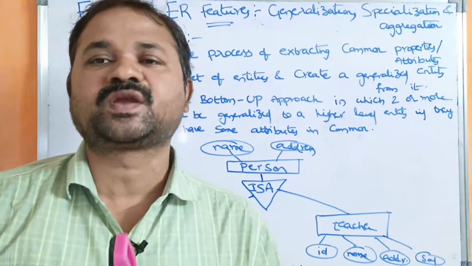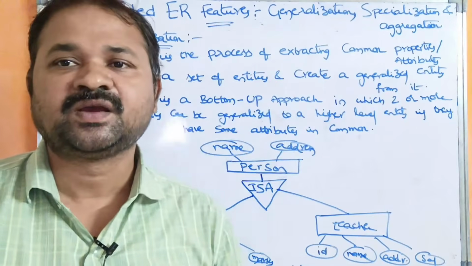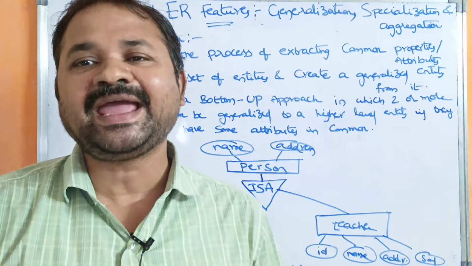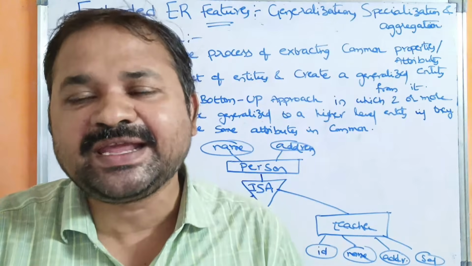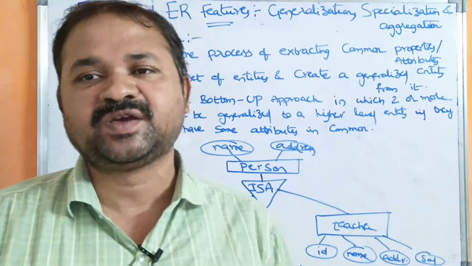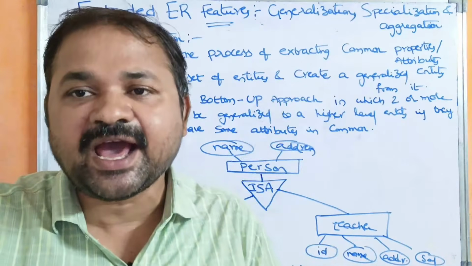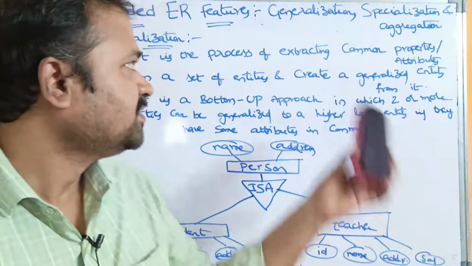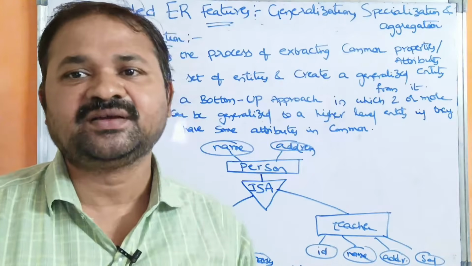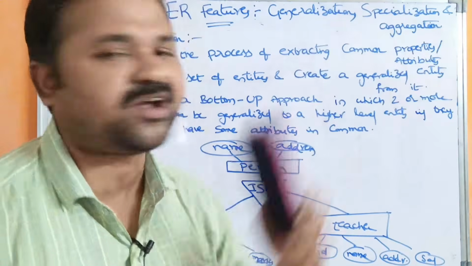In this video, we are going to discuss extended ER features in order to handle large amounts of data and to use the ER model in an effective manner. More features are added to the ER model, so that's why this is called extended ER. Here the ER model is extended. Totally three features are added. They are generalization, specialization and aggregation. So in this video, we are going to discuss these three concepts.